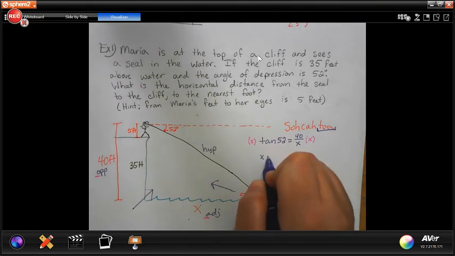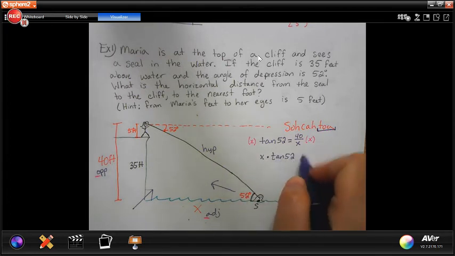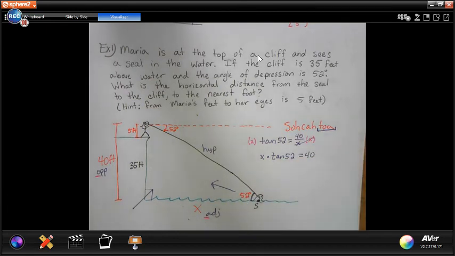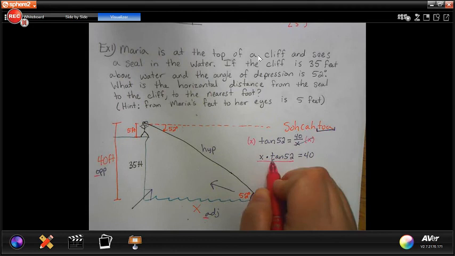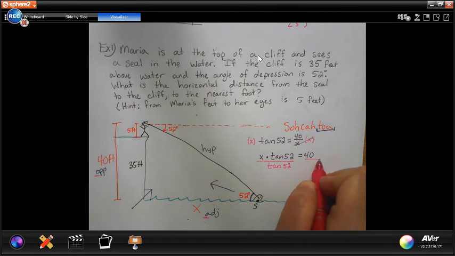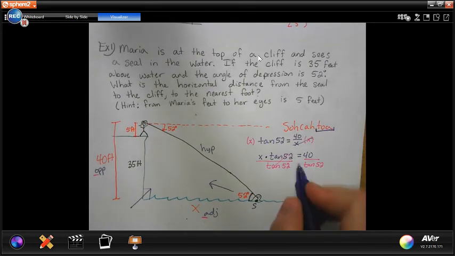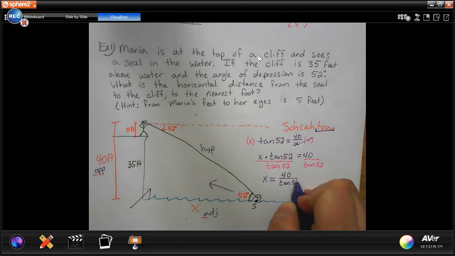So I get x times tangent of 52. The x does not go anywhere in that tangent of 52. It's x times tangent of 52 equals 40. To get x alone, we divide by what it's being multiplied with. So tangent of 52 stays together. They cannot be separated. So these cancel out. We get x equals 40 divided by tangent of 52.